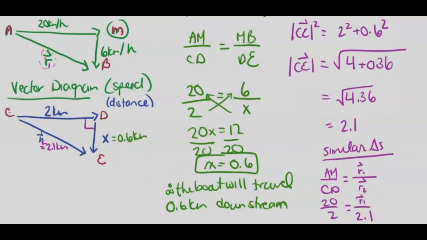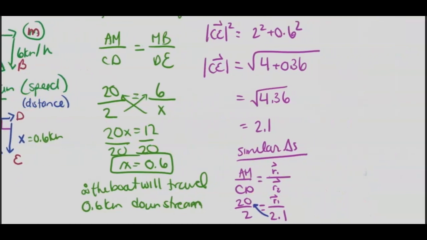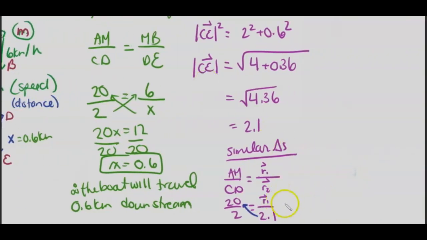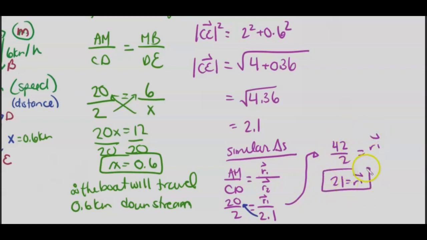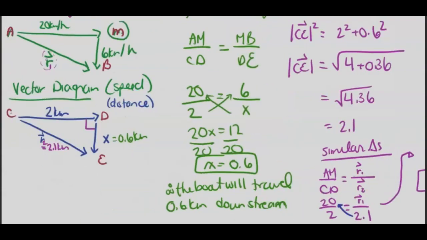And this time it's a little bit easier because our R1 is already in the numerator, so we can just cross multiply. 20 times 2.1, I get 42 over 2 equals R1, and then divided by 2, I get 21 equals R1. So coming back to here, this is going to be 21 kilometers per hour.